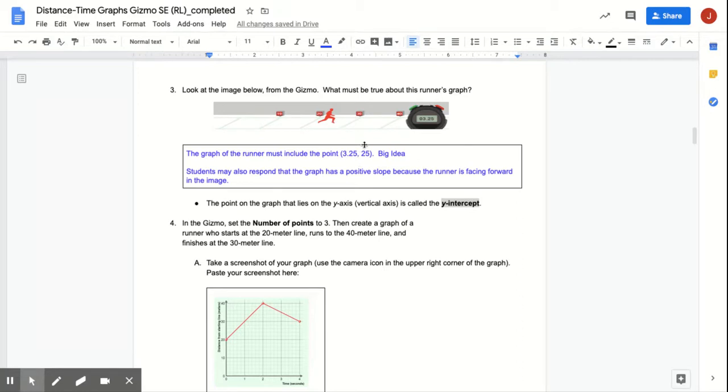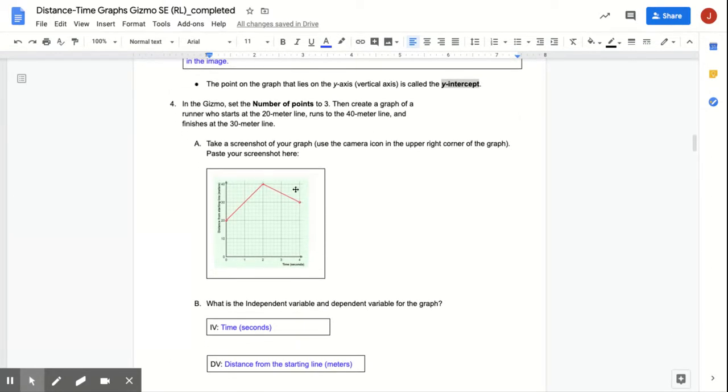Because of where this person is and the stopwatch, it tells us that there must be the point 3.25, 25. This is the big idea. If you put like 23 or something like that, that's fine. The big idea is just that where the runner is at a certain time and distance dictates the coordinate pair, okay? You may have also talked about how it might have a positive slope because the runner is facing forward in the image versus backwards, okay?